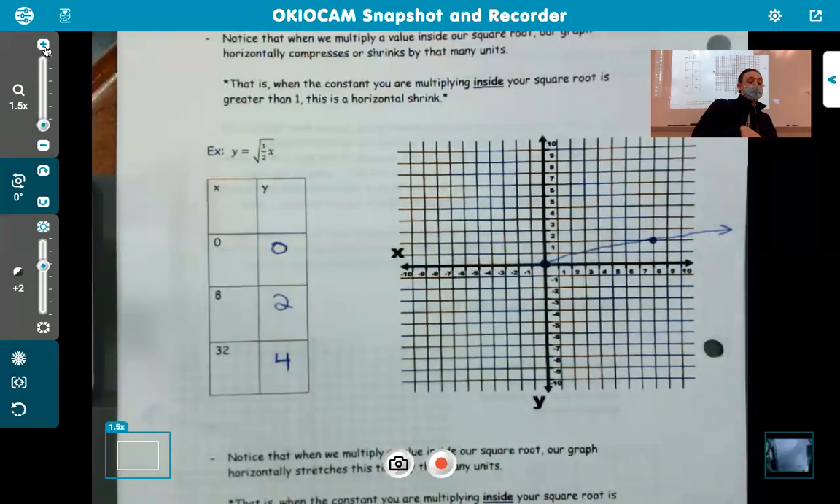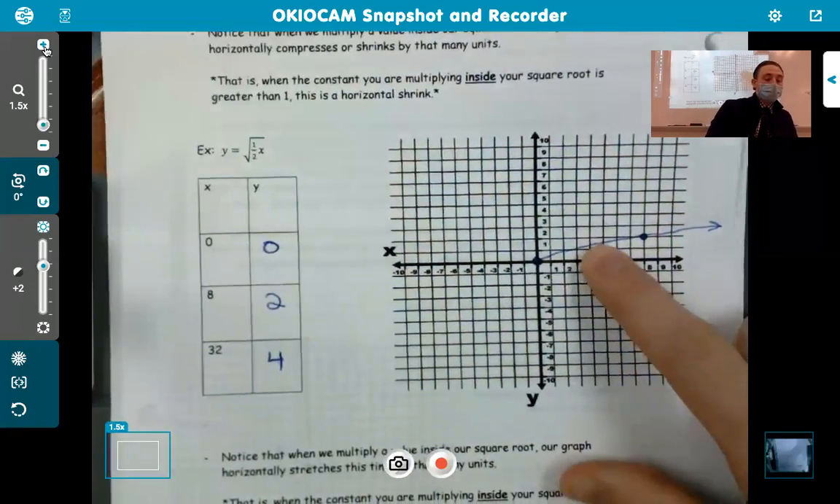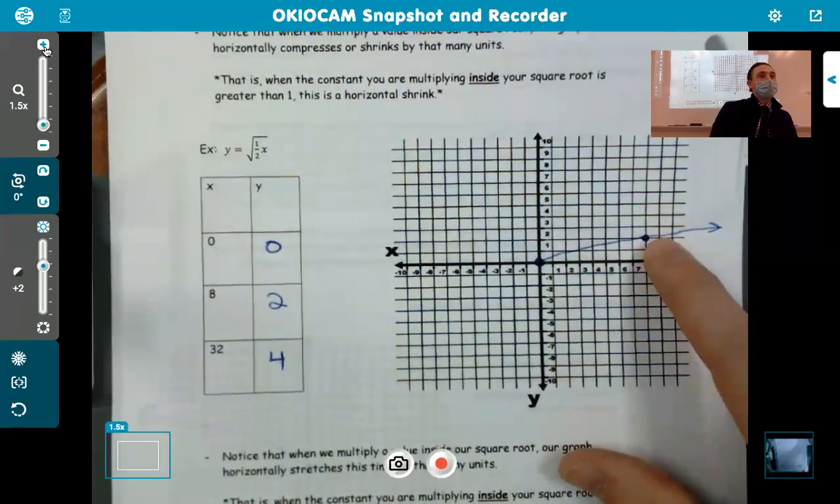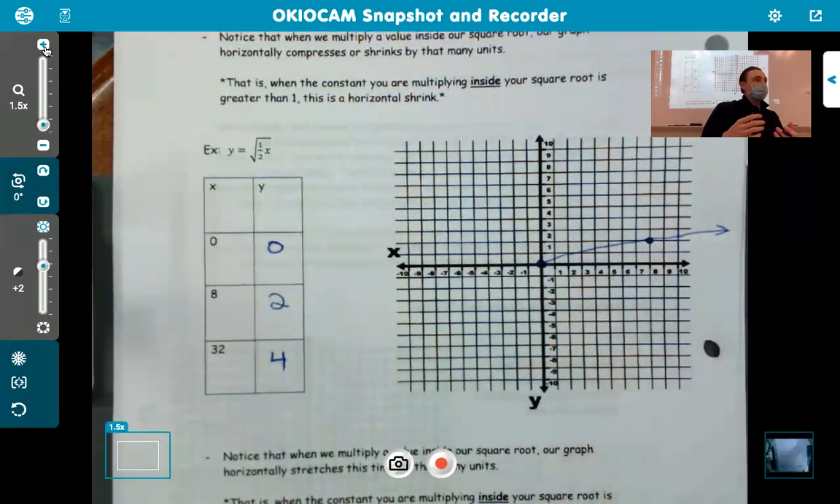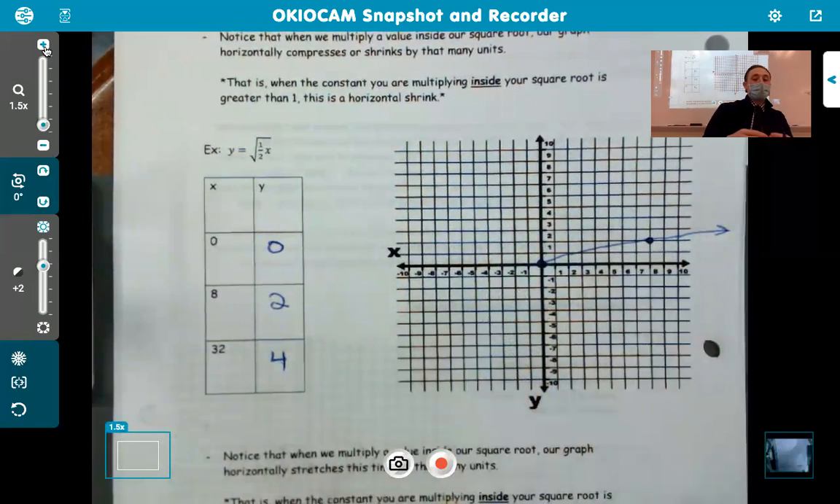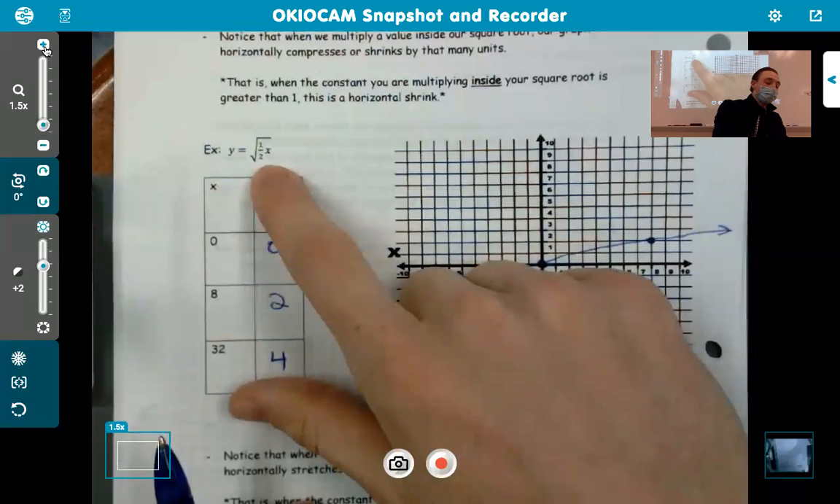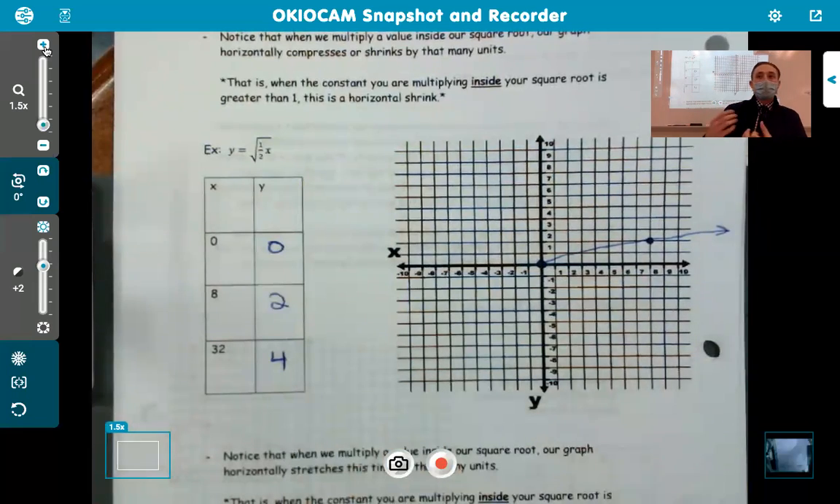Did my graph stretch out from where it should be? Yeah, right? If it was just the square root of x, when I plugged in 4, that would give me the point 4, 2. Notice that here I'm at 8, 2. So it's stretched, it's now double the x value of where it should be with the same y value. Does everybody comprehend that idea? So it's taking those x values, moving them out, but keeping the same y values. So when I do that, I'm stretching. And that's always going to happen when the number that I'm multiplying by underneath my square root is between 0 and 1.